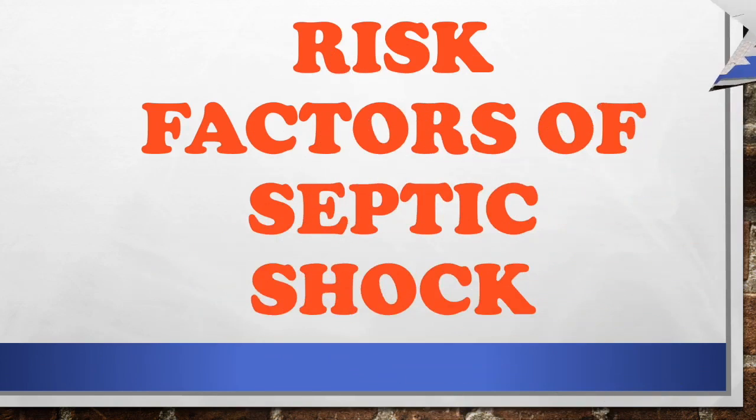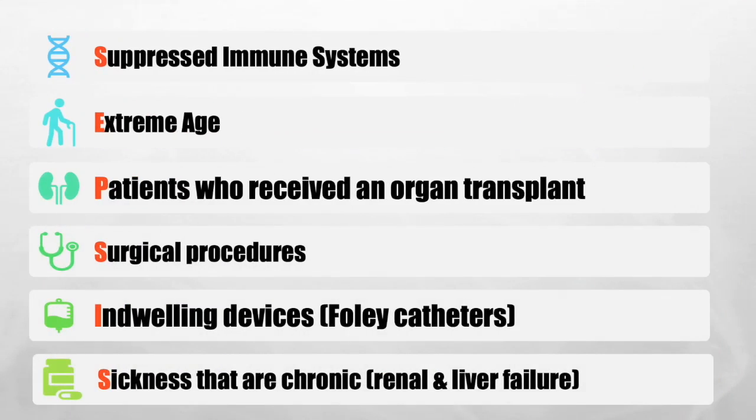There are various risk factors included with septic shock. To make it easy to remember, we've used a mnemonic using the term sepsis. S is for suppressed immune system, E is for extreme age, including infants and elderly, P is for patients who've had an organ transplant, S is for surgical procedures, I is for indwelling devices, and S is for sicknesses that are chronic.